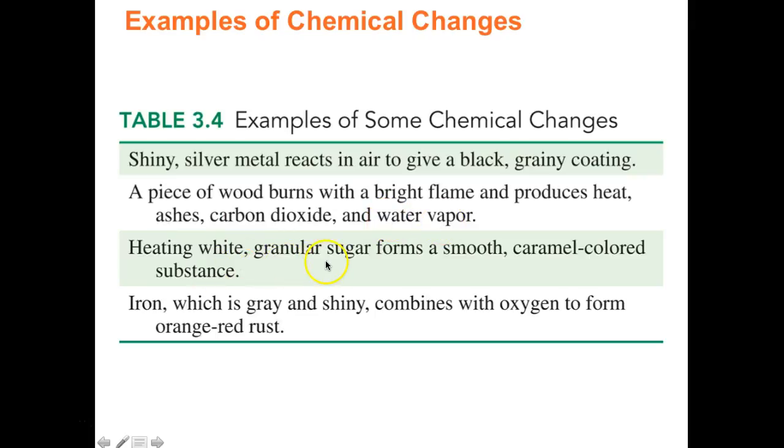Heating sugar to form caramel, again, that sugar's chemical identity has changed and it's become a different substance. Iron combining with oxygen and rusting. So iron was just Fe, and then rust is Fe2O3. So that's a different chemical compound with a different chemical composition compared to the iron, which was just iron atoms.